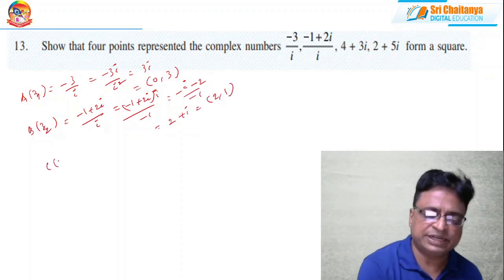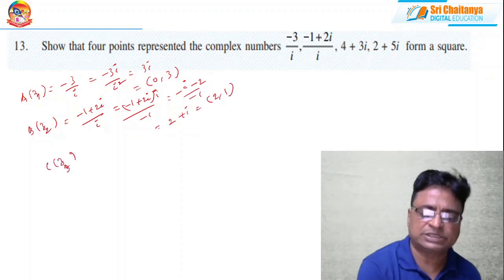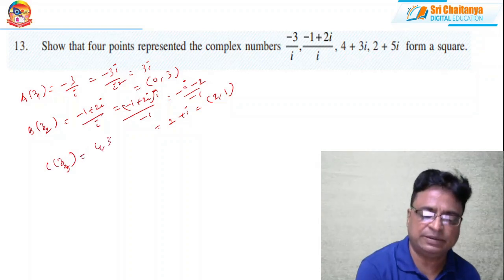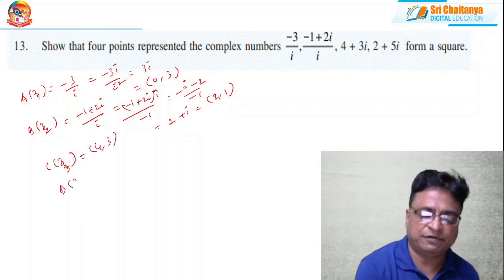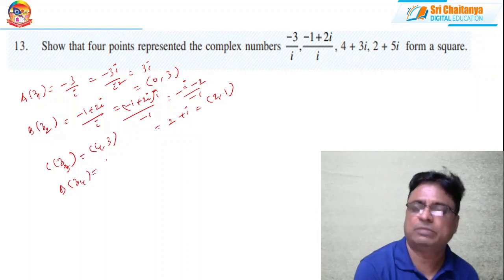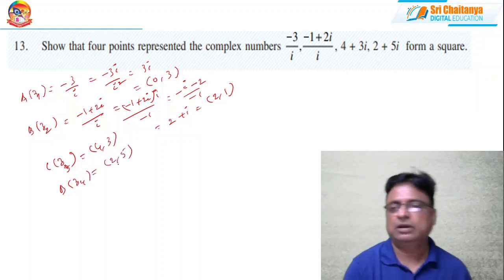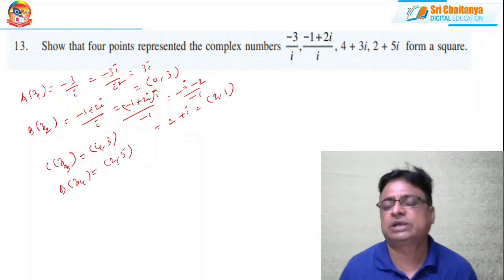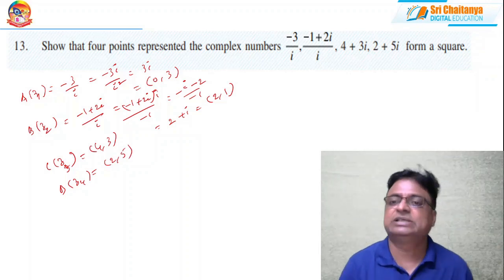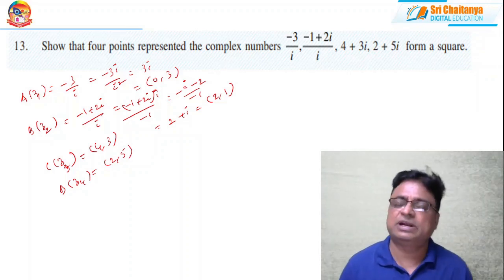Of course, C, Z3, there is no problem at all. For C, Z3, that is 4 comma 3. And D, Z4, again, I have no problem. That is 2 comma 5. Again, here also all coordinates are integral coordinates. Find as said earlier. You will get the answer.